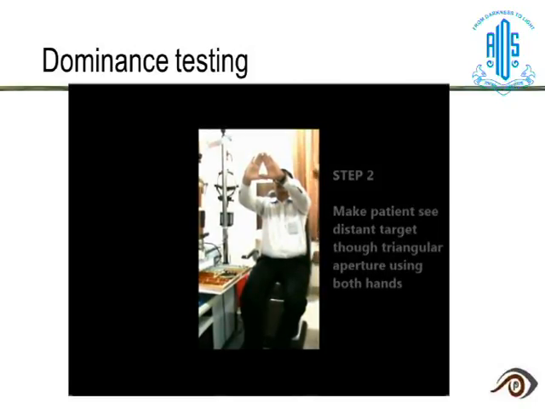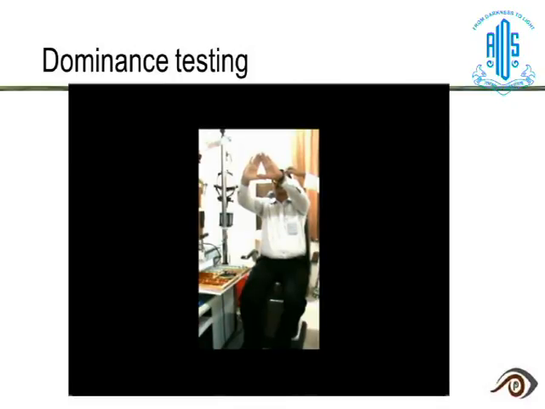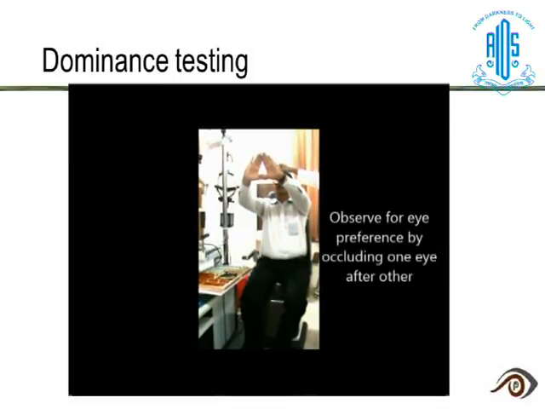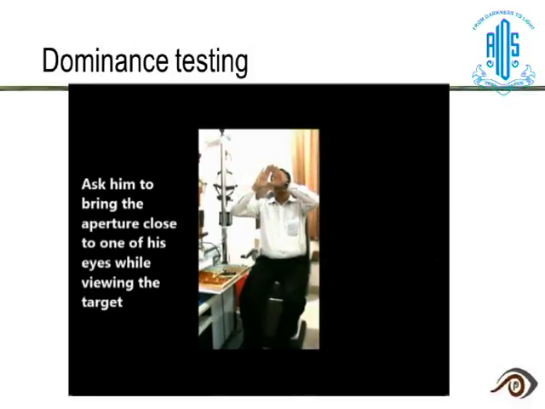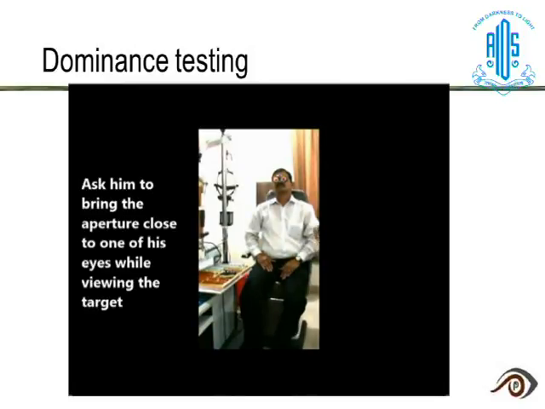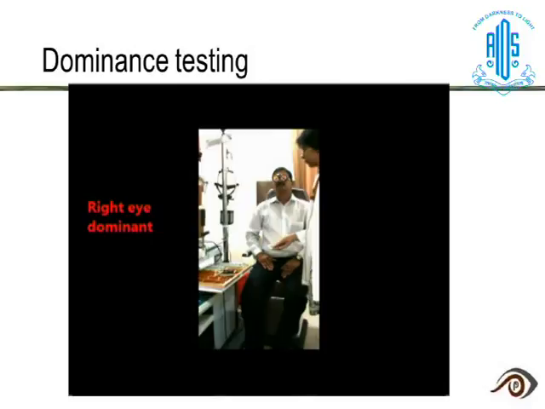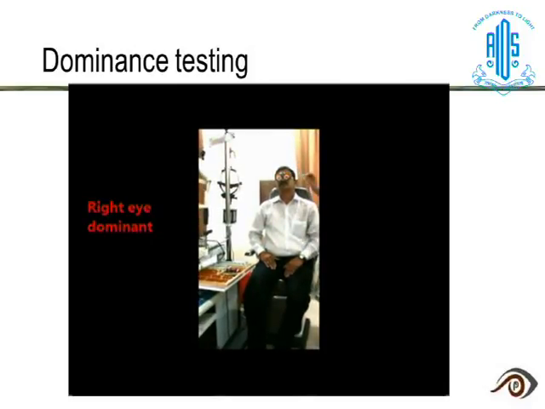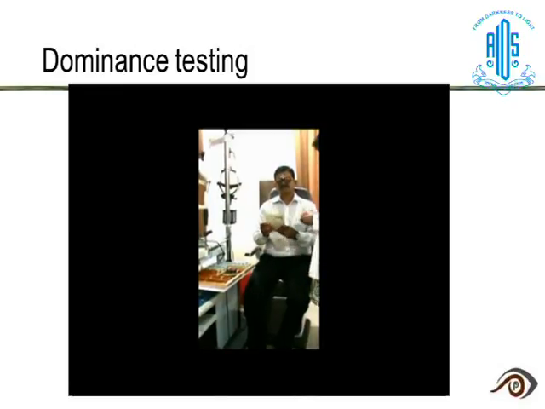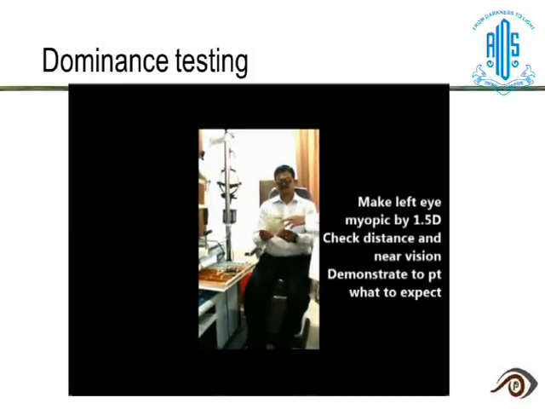So in this patient, I am occluding both the eyes one after the other, to see which eye he is viewing the target with. And then you ask them to bring the aperture close to one eye, viewing the distant target. So here it is the right eye dominant. He is around 46 years old. So right eye dominance. So we will be giving the 1.5 add to his left eye and asking him to read.